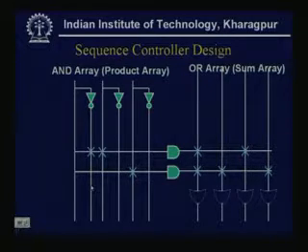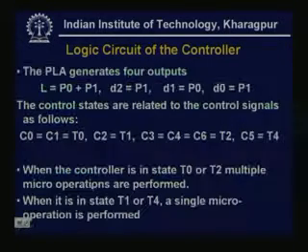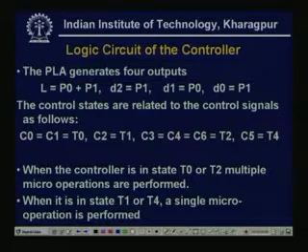Now, if we see the logic circuits, if it is a PLA design, then L can be P0 plus P1, D2 equal to P1, D1 equal to P0, D0 equal to P0. The 4 outputs are L, D2, D1, D0. So, L is P0 plus P1, D2 is P1, D1 is P0, D0 is P0, and the control states are related to the control signals as follows.